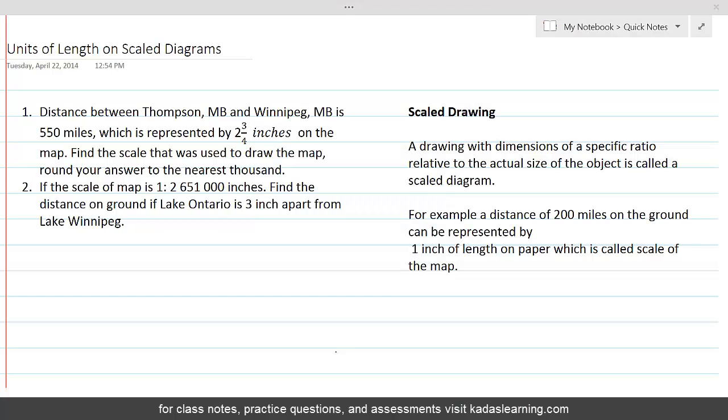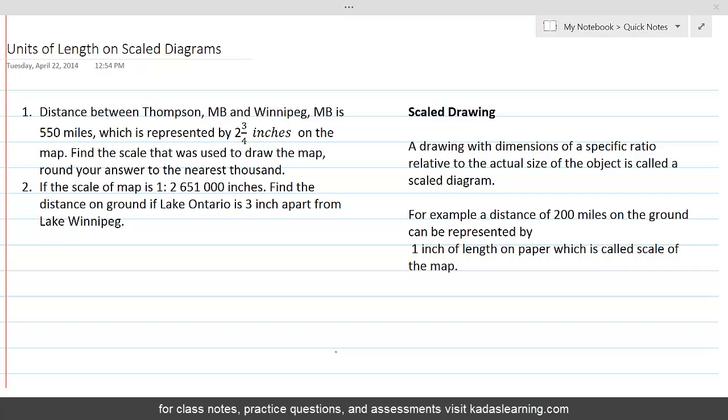Due to limited space on paper, we represent bigger distances on ground by small distances on paper. Like a distance of 200 miles on the ground could be represented by just 1 inch of length on paper. This specific ratio of actual distances on the ground to distance on paper is called scale of the map or scale of the diagram.